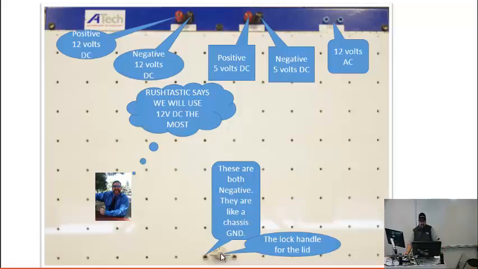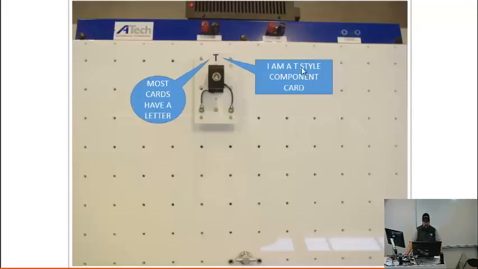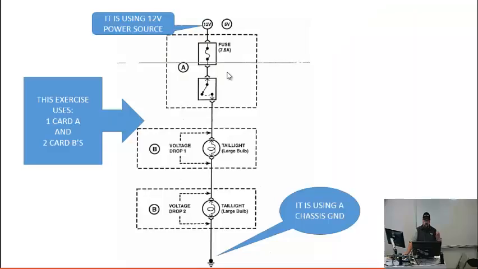And this little wing nut looking deal here in the center, that's your handle for the lid. And so you're going to lock and unlock that and lift up the handle. All right, this is what a component card looks like. And most of the component cards have a letter at the top, okay? And so when you're going through your example, you're going to look for that particular card, and I'll show you what I mean here in one slide.